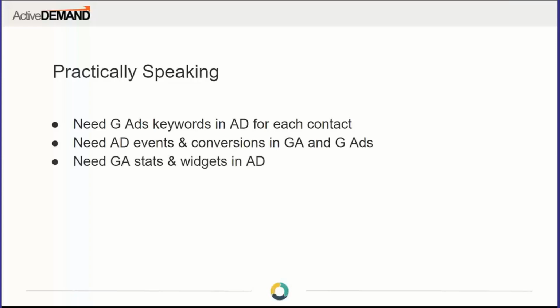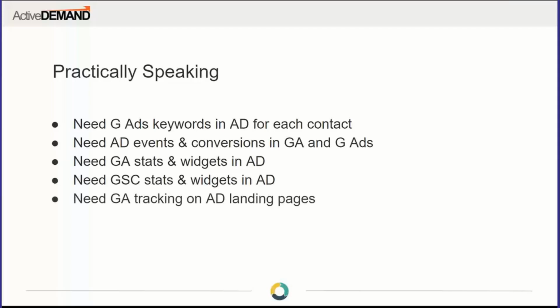We need Google Analytics stats and widgets in ActiveDEMAND so we can centralize that reporting. We need GSC stats and widgets inside ActiveDEMAND. Again, centralized reporting, and that's it. So not really a ton of work here. If you're using ActiveDEMAND landing pages, we'll have to get those in as well.